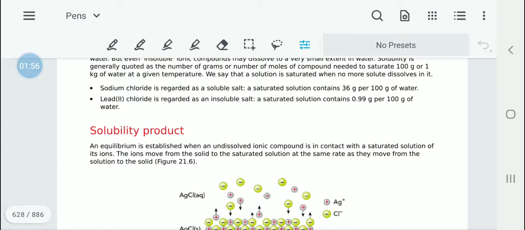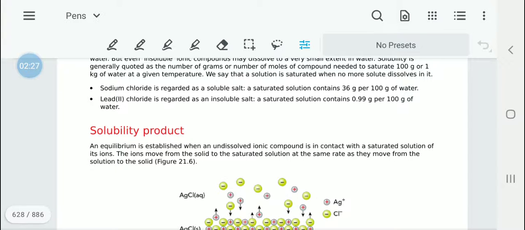And then when you take lead 2 chloride, it is considered as an insoluble salt. However, a saturated solution would contain 0.99 grams of lead 2 chloride dissolved in it. That is something that we need to remember.